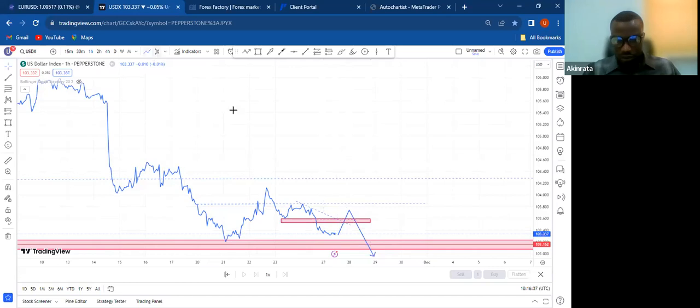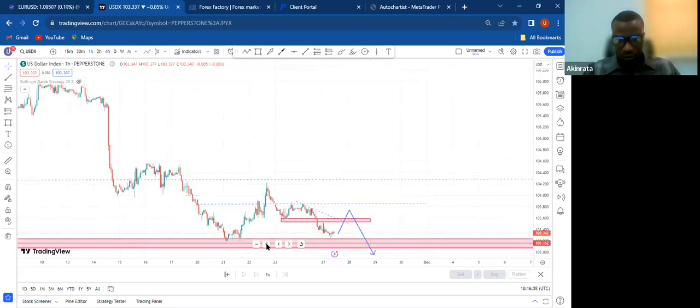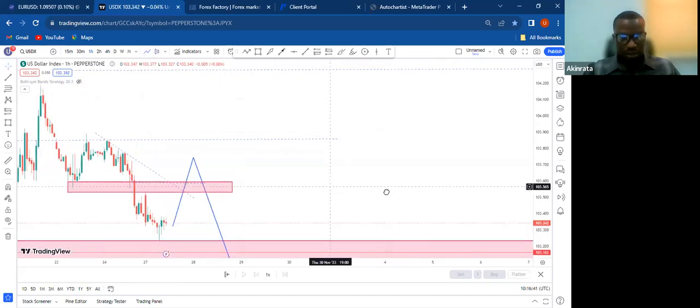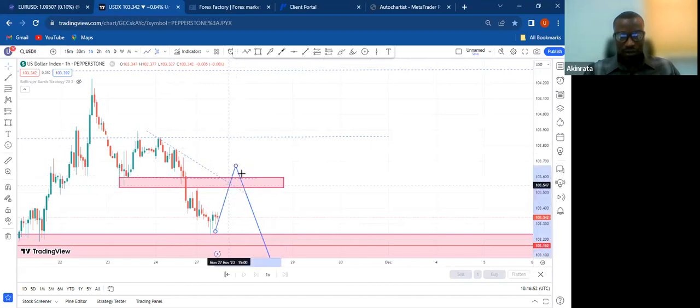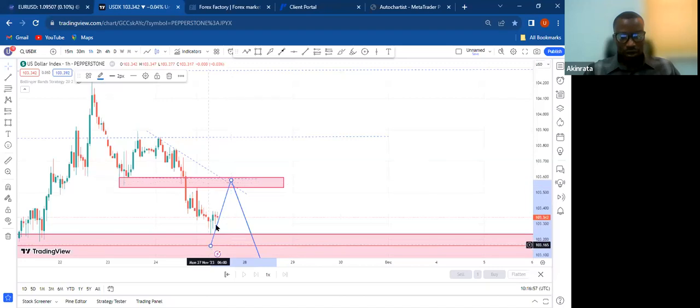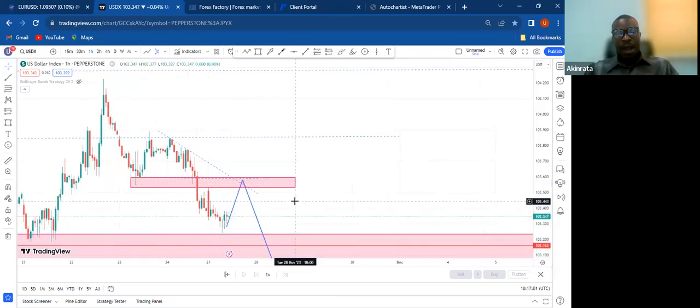So I change to candlesticks and I zoom out. So you can see we have an engulfing here, right? This is also an engulfing, right? So we are looking for price to tap into this level before we sell. So this is my area of interest on dollar.